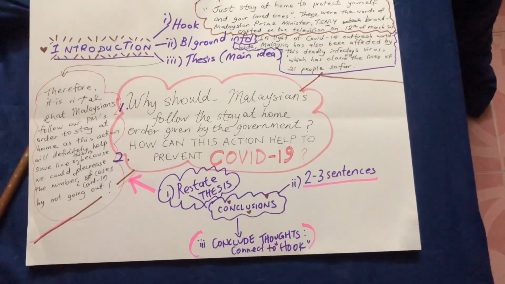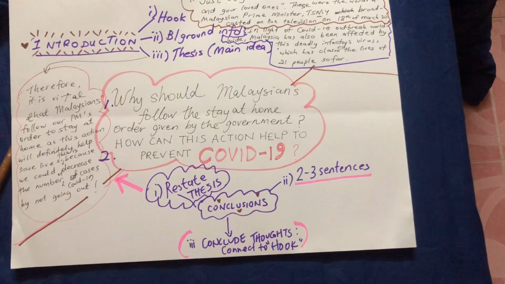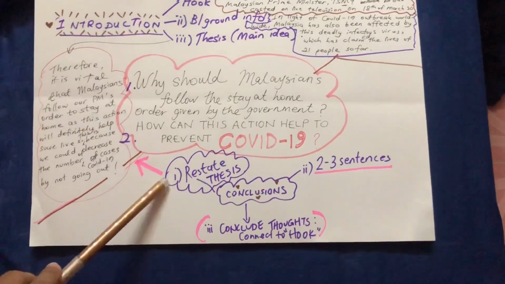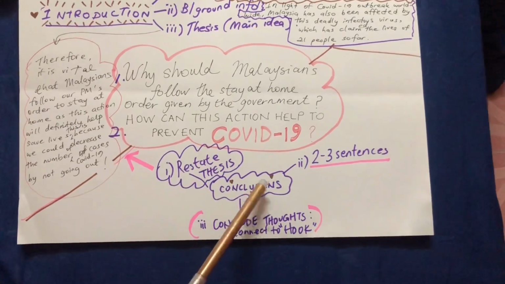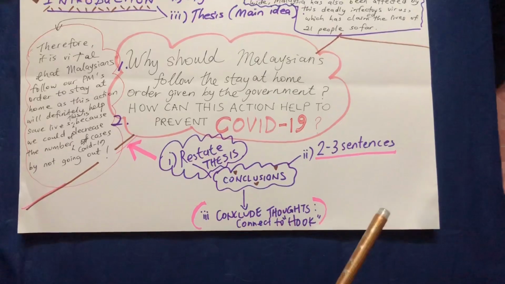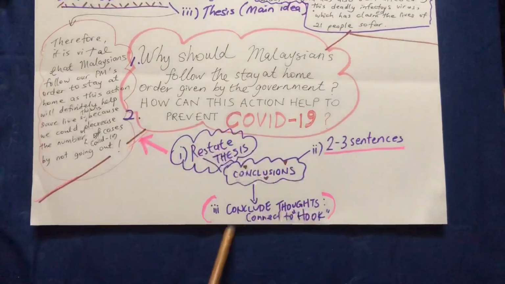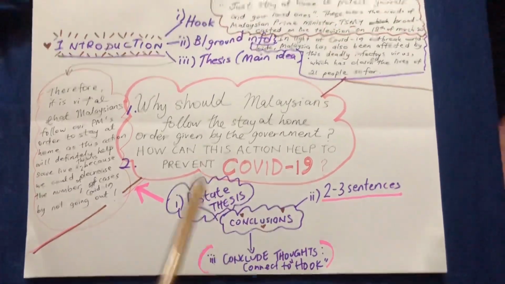And just like the introduction, the conclusion also requires you to focus on three main things. Number one, you will restate the thesis from the introduction. Number two, the conclusion, like the introduction, should only include 2 to 3 sentences. And finally, you will conclude your thoughts by connecting your last sentence in the conclusion to the hook.